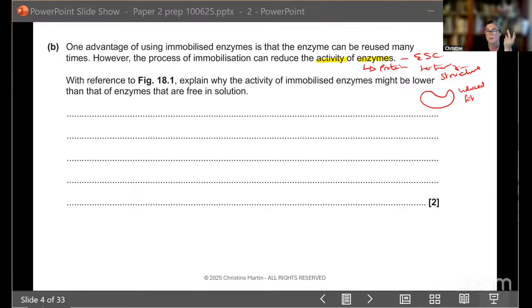There we go. Covalent bonding to a matrix carrier might affect the shape of the active site. The active site might be hidden when bonded to the carrier, and the substrate must move through the matrix.